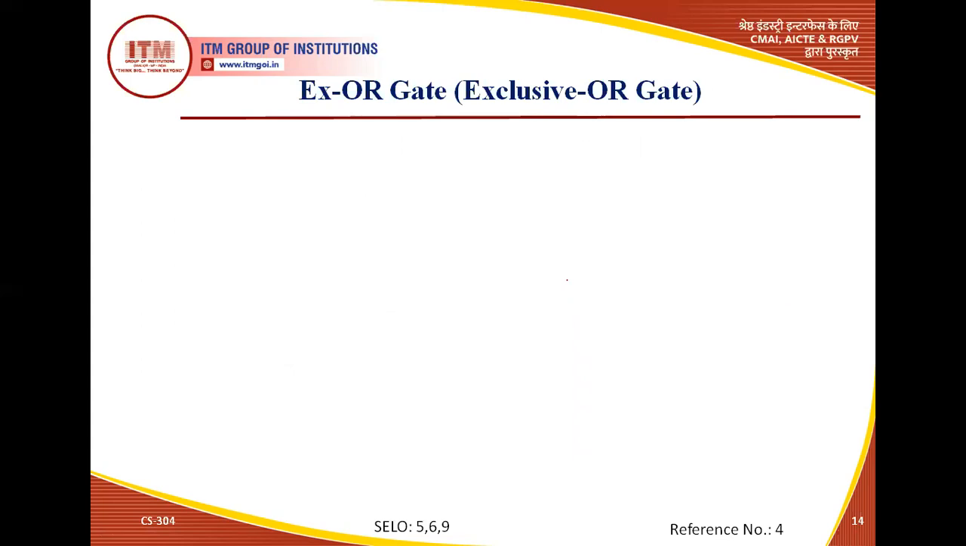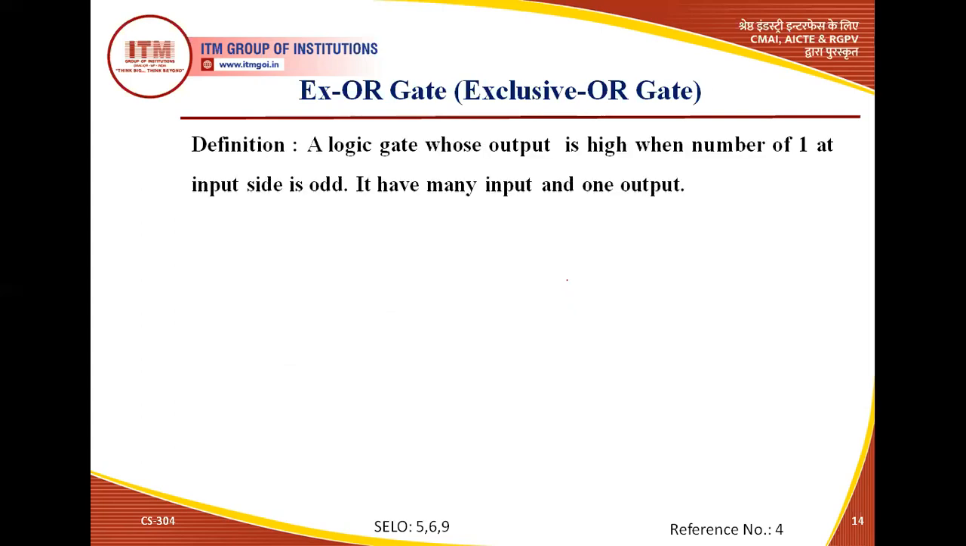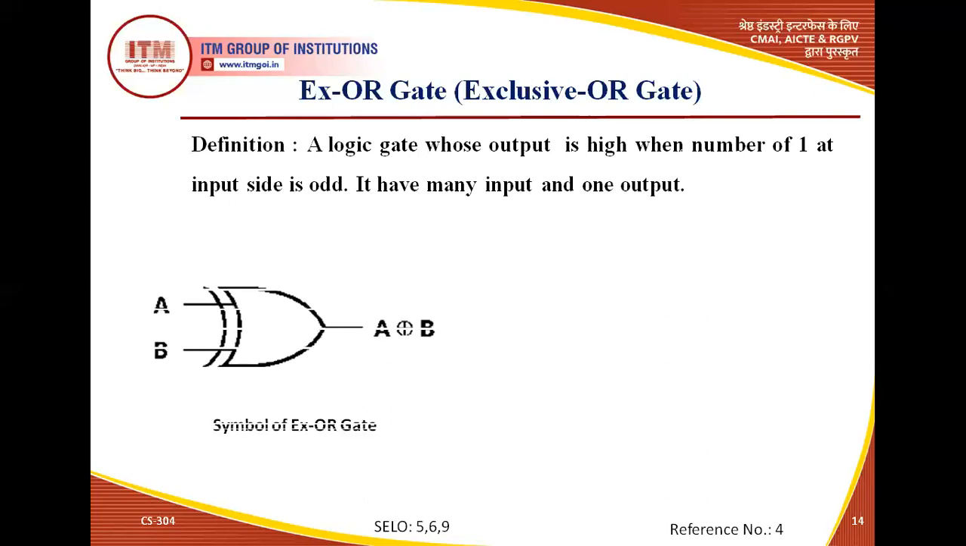They generate a special type of function. That's why they are called special logic gates. The XOR gate, also called the exclusive OR gate, can be defined as follows: if the number of 1s at the input side is odd, then it will generate the output high. It also has many inputs and one output, and this is the symbol of the XOR gate.